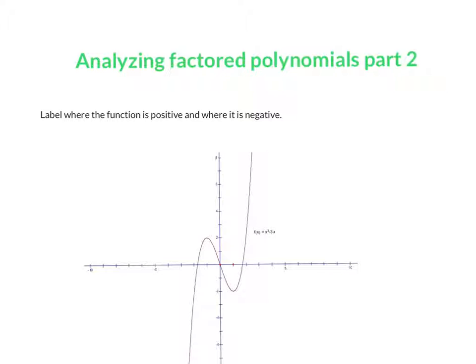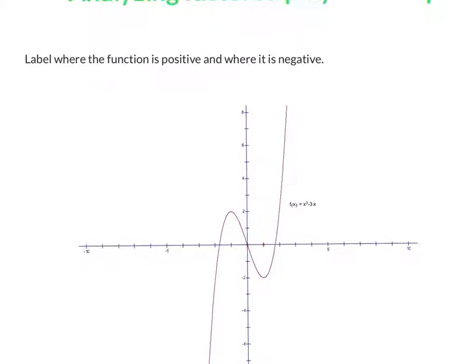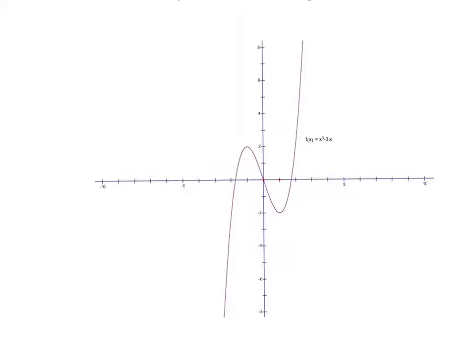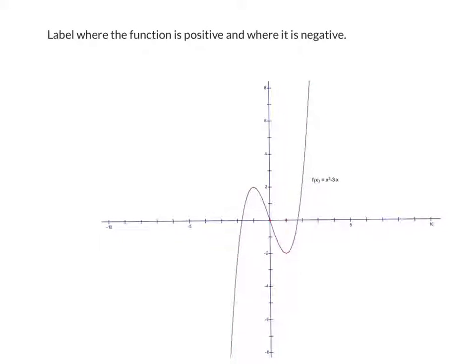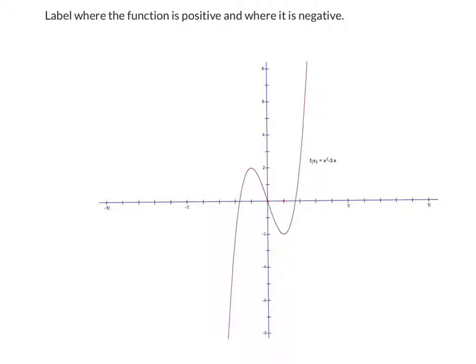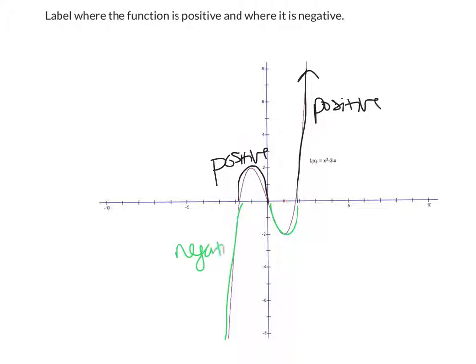So the first thing that I want to talk about is where a function is positive and where it is negative. So I have a graph here, and my question says label where the function is positive and where it is negative. A function is positive when the y value is positive. So I would be positive here for this piece, and I would be positive here. I would be negative when I'm below the x-axis, when my y value is negative. So this is negative, this is negative.